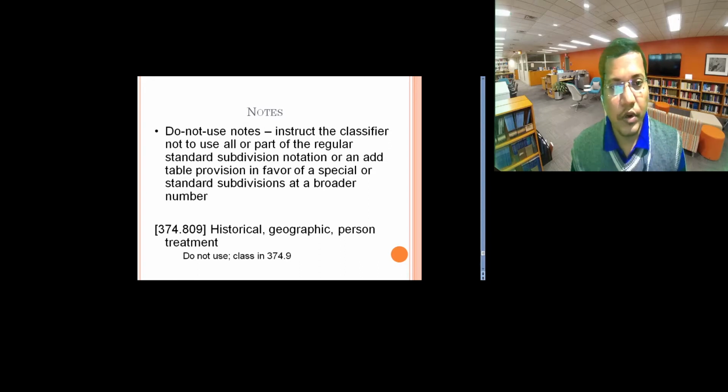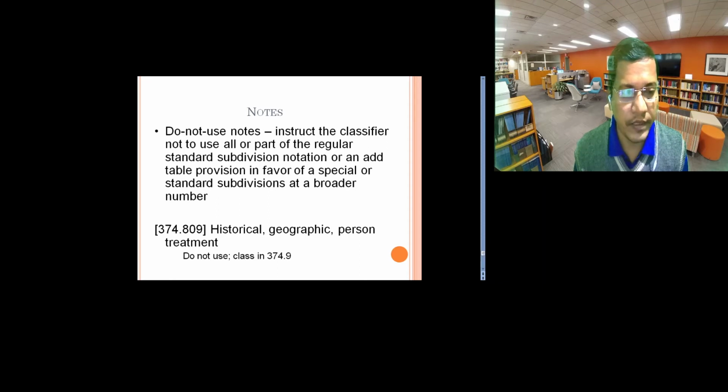Do not use notes instruct the classifier not to use all or part of the regular standard subdivision notation or an add table provision in favor of a special or standard subdivision at a broader number. For example, within square brackets, [374.809] Historical, geographic, persons treatment. But under this it is clearly mentioned: do not use; class in 374.9.